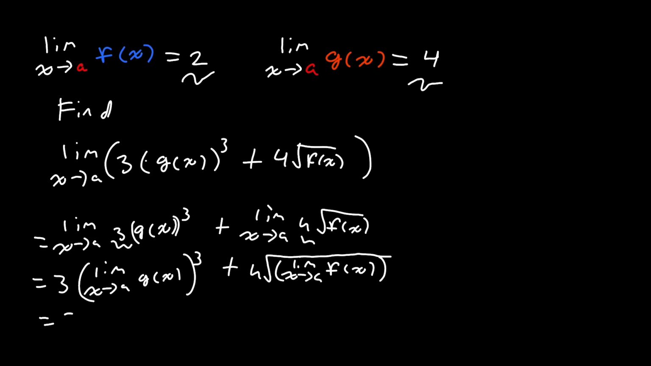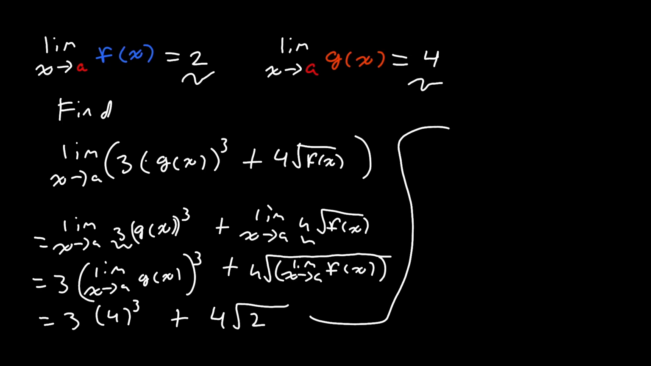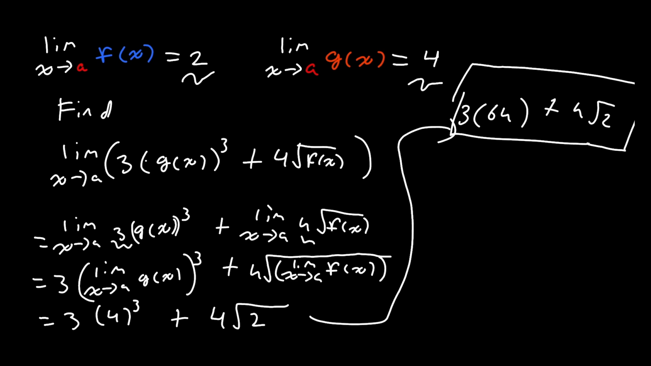And so again, we can substitute. It'll be 3 times 4 cubed plus 4 times the square root of 2. And so this won't be a nice number, but it will be 3 times 4 cubed, 64, plus 4 root 2. And you can put that on your calculator, but I'm just going to leave it as that.